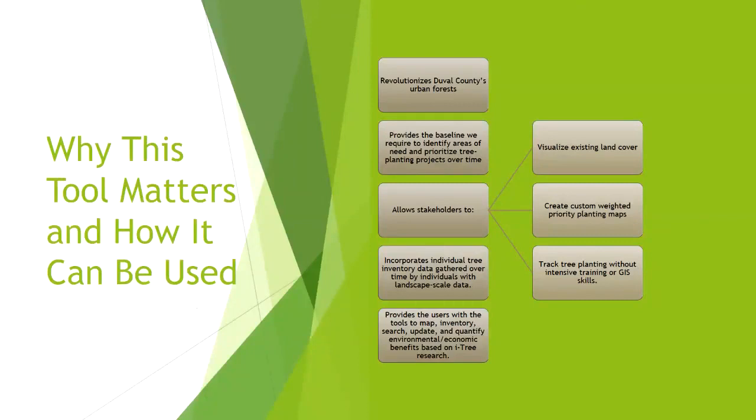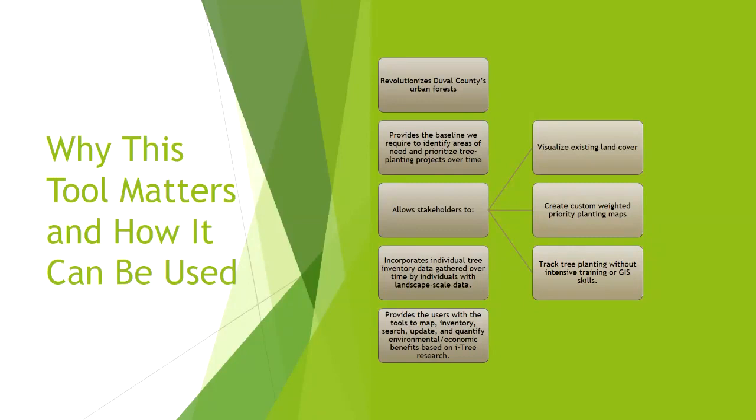So, why does this tool matter and how can you use it? These tools are part of a broader campaign to revolutionize Duval County's urban forest. Knowing the current state of our canopy provides the baseline we require to identify areas of need and prioritize tree planting projects over time. These applications will allow stakeholders to visualize existing land cover, create custom-weighted priority planting maps, and track tree planting without intensive training or GIS skills.